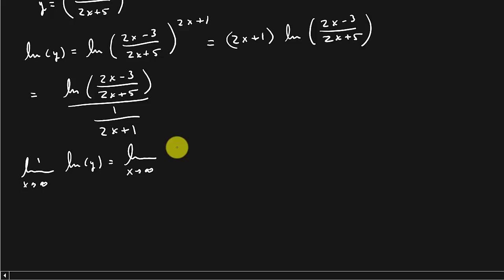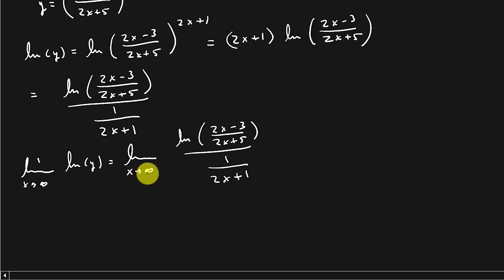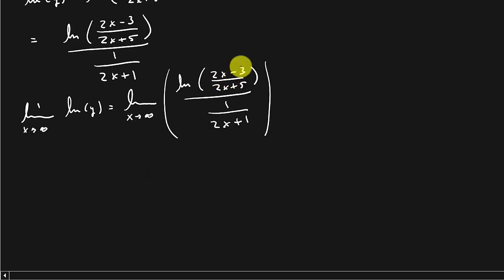So this is going to be the natural log of (2x minus 3) over (2x plus 5), over 1 over (2x plus 1). Remember, I'm taking the limit as x goes to infinity. We just talked about it. I've got 0 over 0. Let's put all that in parentheses. I got 0 over 0, so I need to take the derivative of the numerator and the derivative of the denominator. Well, this part right here might be kind of nasty to take the derivative of.